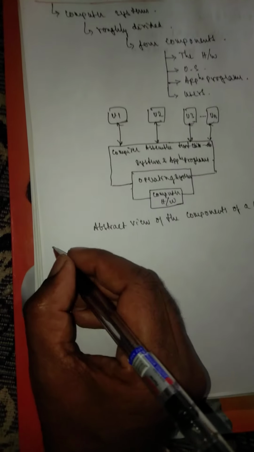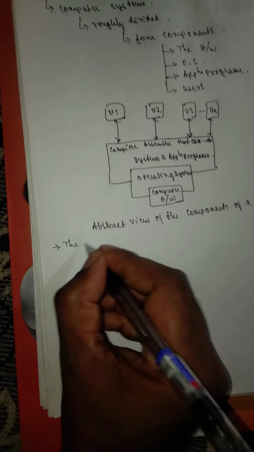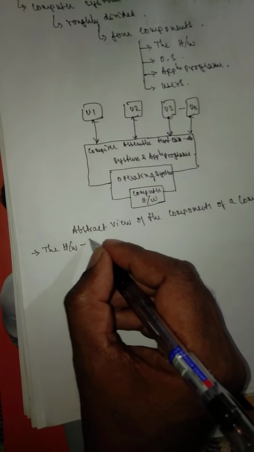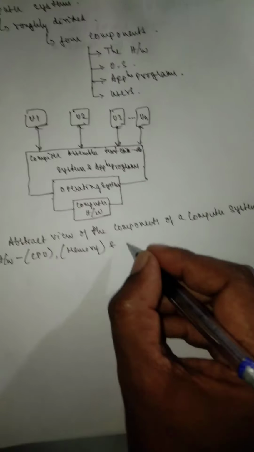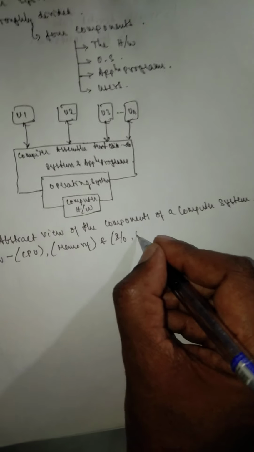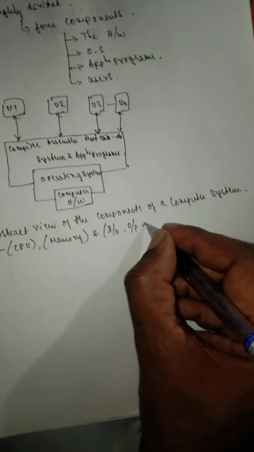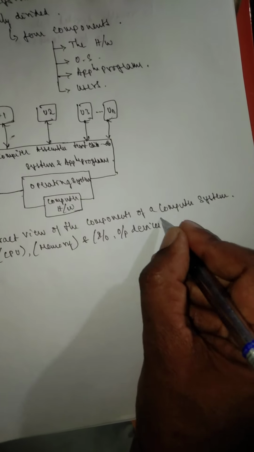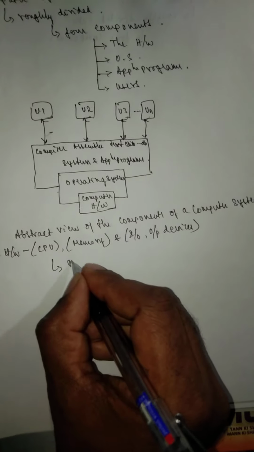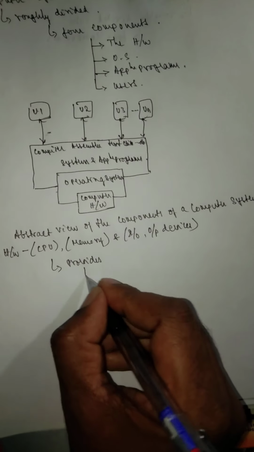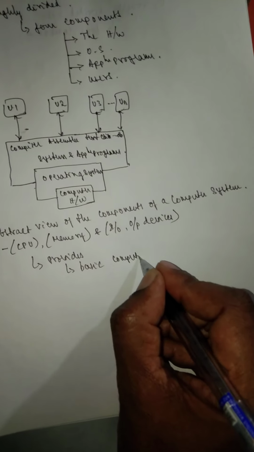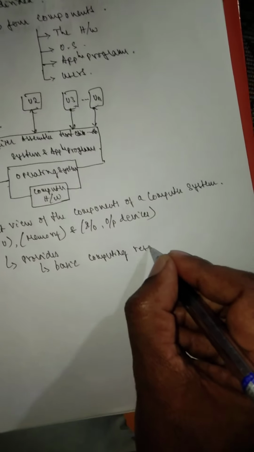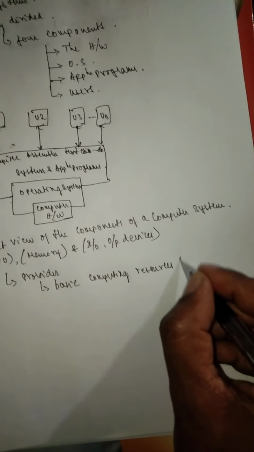The next important point that you need to remember is the hardware, that is the CPU, memory, and input as well as output devices. What they provide is they provide the basic computing resources for the system.